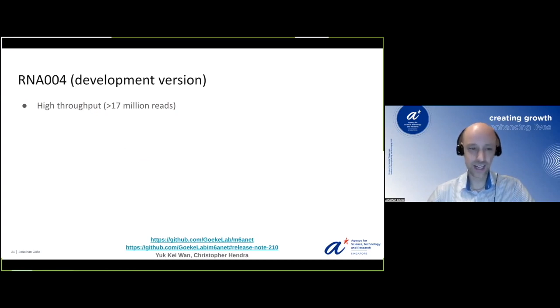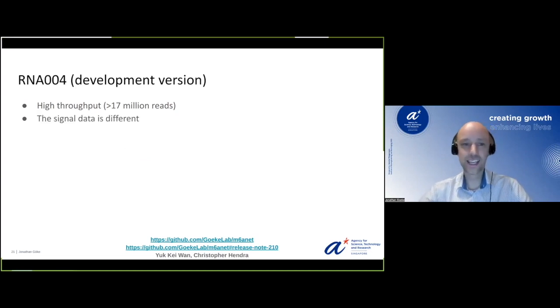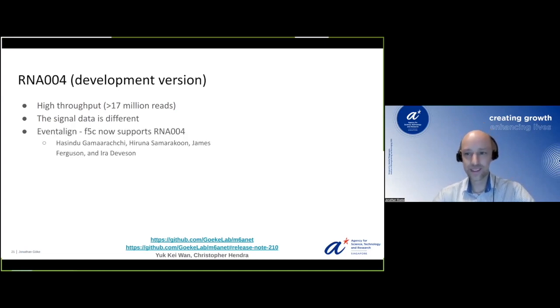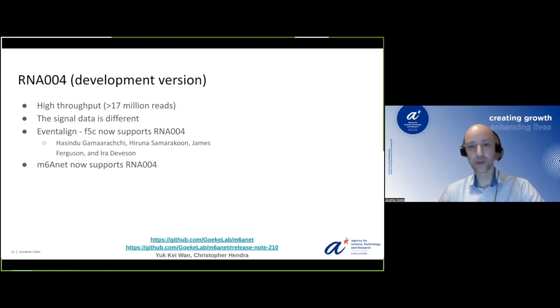I think that's really very nice to see. The other thing is that the signal data that we're working with is very different, and that breaks everything. That means we cannot identify m6A just using that model. We're very lucky that we had really great help from Hasindu and his colleagues at the Garvan Institute, and they solved the first issue that we had, and that was that we couldn't process the data properly. And so now that's possible, with a step called event alignment, and so we can process the data.